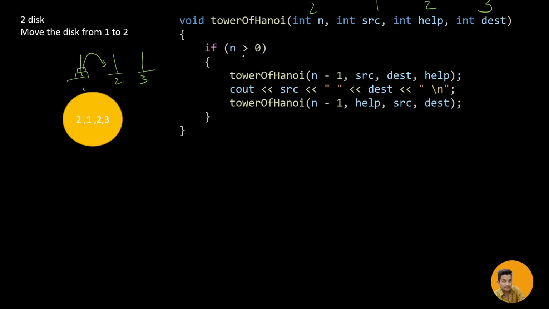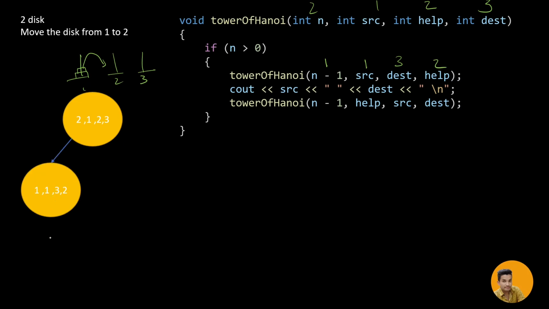Now n is greater than 0. Here it is greater than 0, so it will come here and it will do n minus 1. 2 minus 1 is 1. Source is 1, destination is 3, and help is 2.